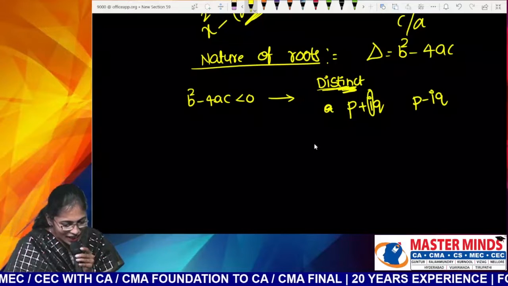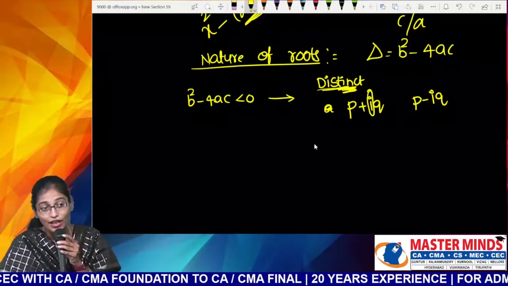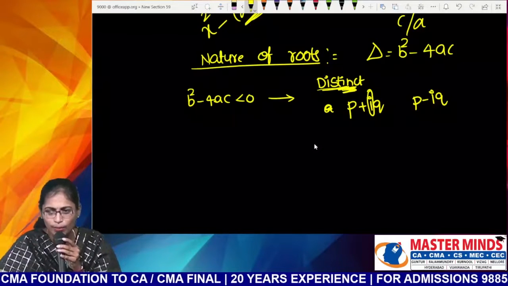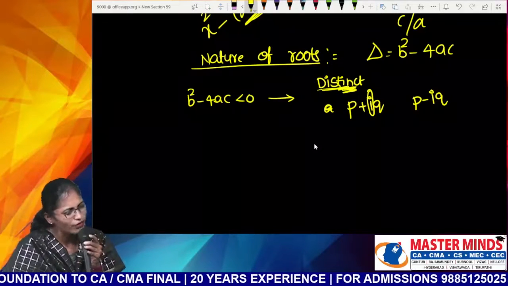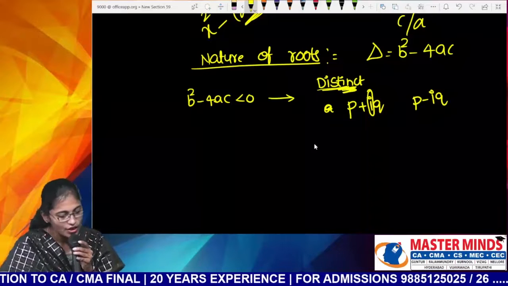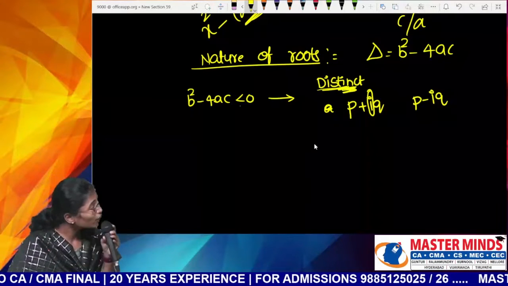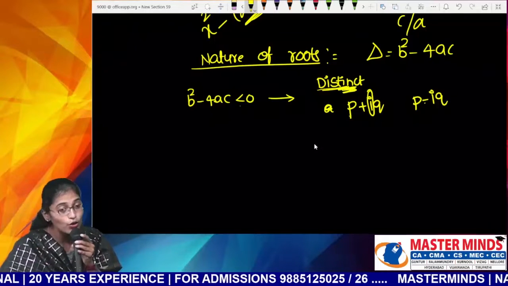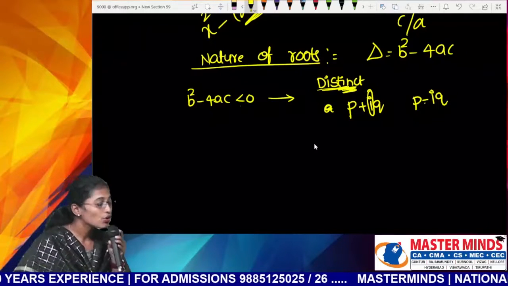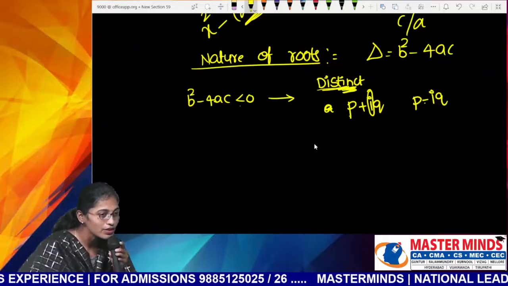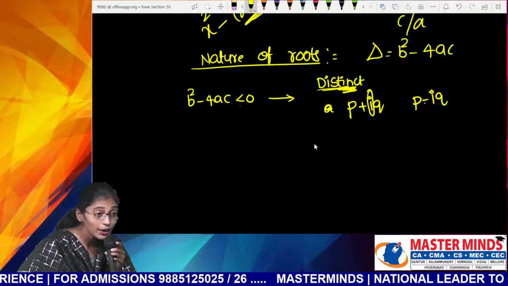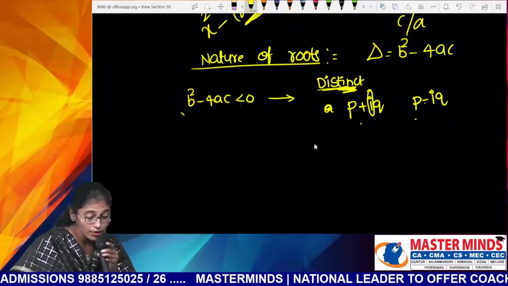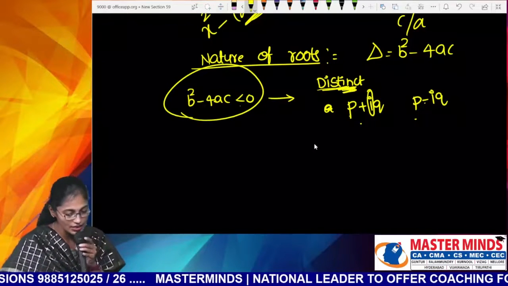What is this i? Imaginary numbers, or some of you might call them complex numbers. But in our material, it is provided as imaginary numbers. So what are your roots when b square minus 4ac is less than 0? Distinct, p plus iq and p minus iq. They are the so-called conjugate complex numbers. How do you call them? Conjugate. And the roots are conjugate complex numbers whenever b square minus 4ac is less than 0.